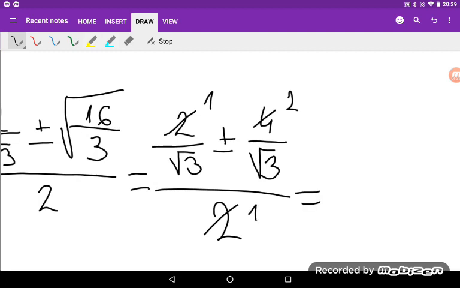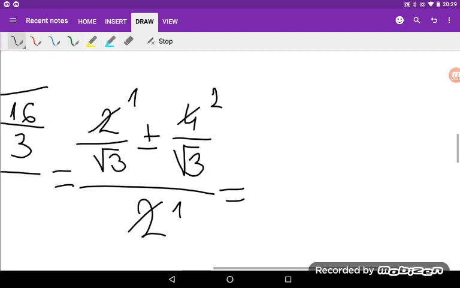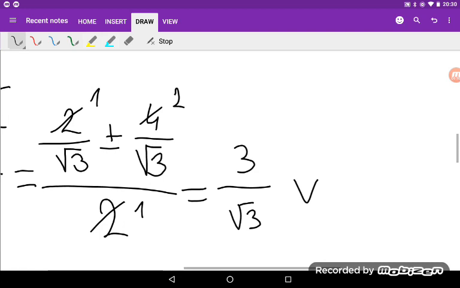So now we get two solutions. So first solution is 1 plus 2 over square root of 3. So that's 3 over square root of 3. Or second solution will be 1 minus 2, that's negative 1 over square root of 3.